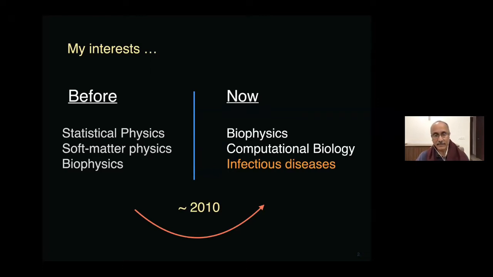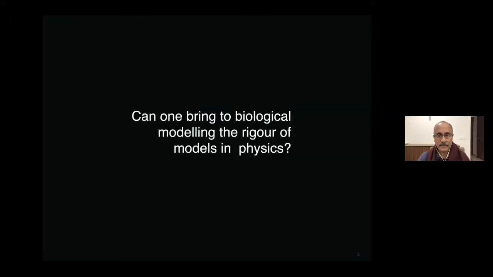And the shift happened approximately 10 years ago, around 2010, when I moved from thinking about more physics problems to thinking about more biology problems with a physics flavor. My real motivation, coming from the background of a physicist, has been to think about this question of, can you bring to biological modeling the rigor of models in physics? And I want to pose this question in a very specific way by showing you this picture.